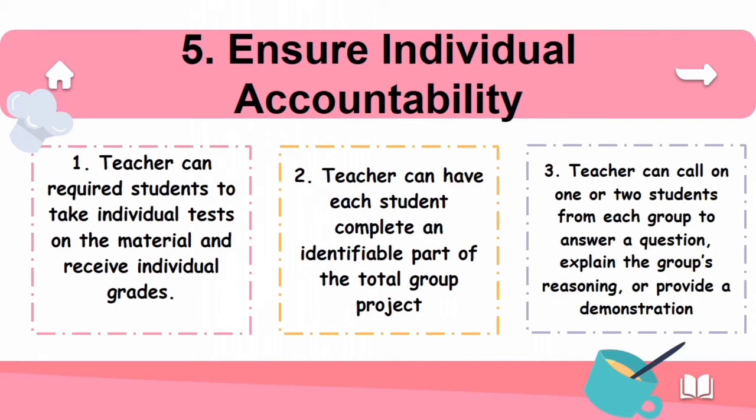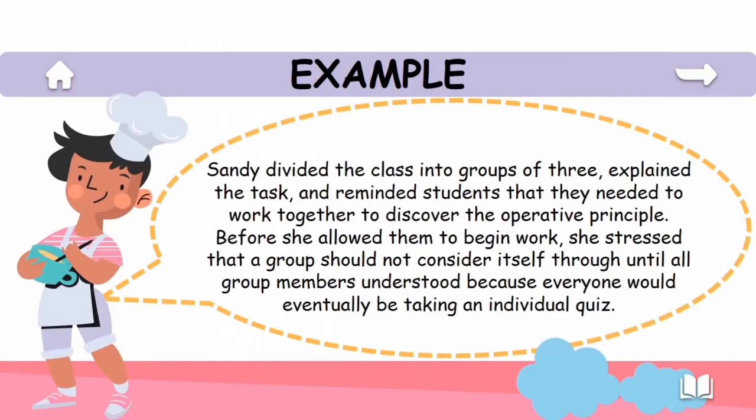And the second is the teacher can have each student complete an identifiable part of the total group project. And the third is the teacher can call on 1 or 2 students from each group to answer a question, explain the group's reasoning, or provide a demonstration. So from this, the teacher can identify whether the student really understands or not. Okay? So let's go for the example.